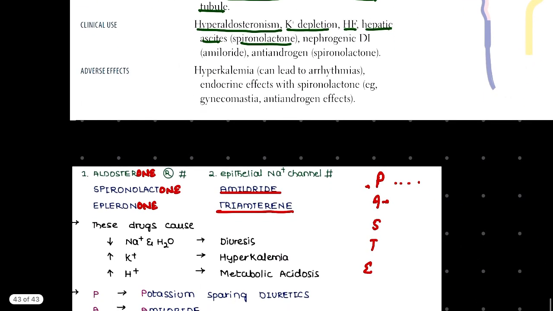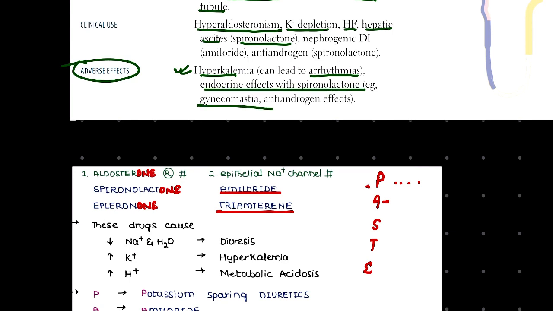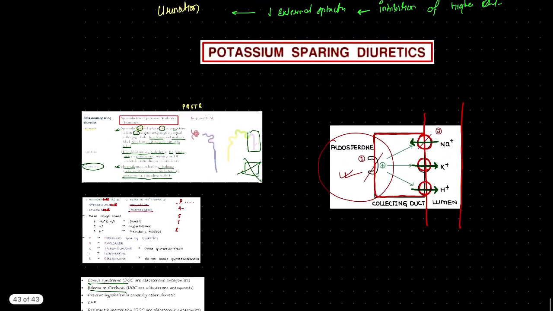Now its adverse effects are obviously hyperkalemia, which can lead to arrhythmias because of this excessive hyperkalemia. The endocrine effect with spironolactone can be seen as gynecomastia, that is, anti-androgen effects. So this was all about our potassium sparing diuretics. Hope you are clear with the concepts.